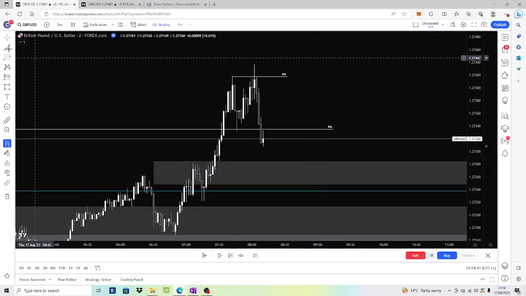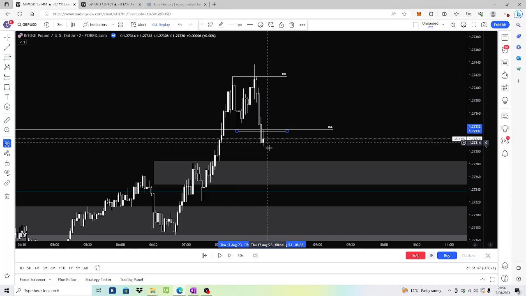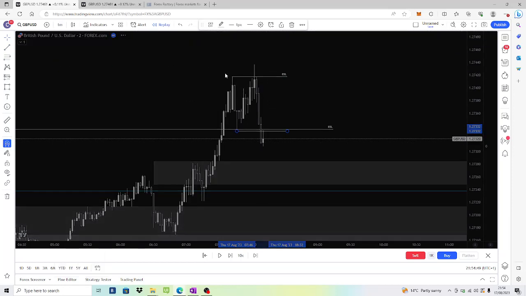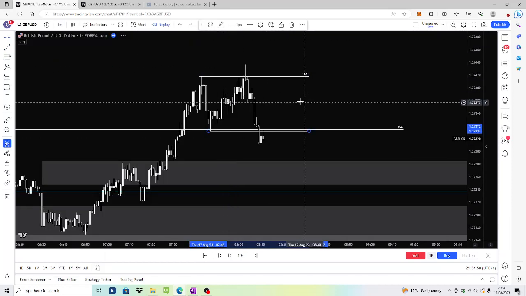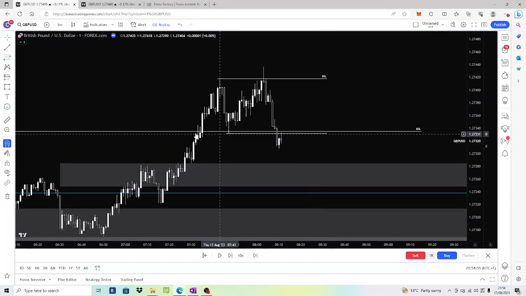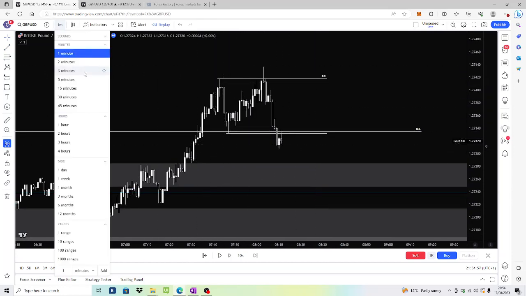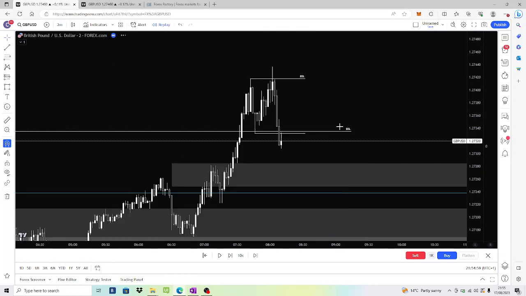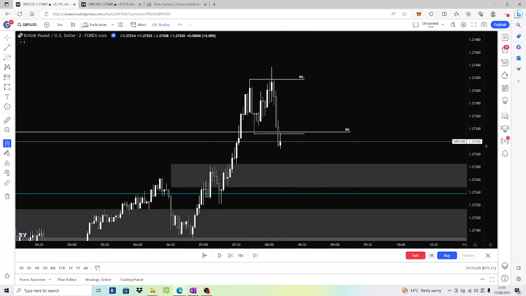There we go. Obviously through these lows. Let's look at the 1 minute. Yeah, that's an obvious displacement down to me. We've come underneath this high as well. This imbalance would be the obvious target.